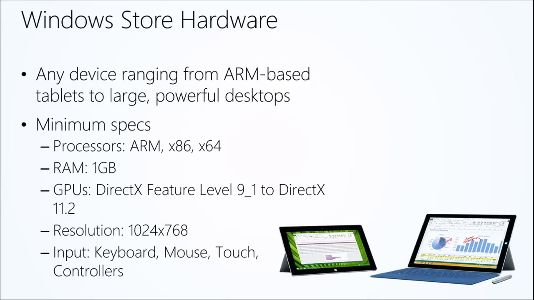So these are some typical minimum specs. We've got ARM, x86, x64 platform processors. 1 gig of RAM is typically the minimum I've seen recently. GPUs: it's important to note some of our ARM-based devices, like the Surface RT, are DirectX feature level 9.1. So there's a lot of missing modern shader support, tessellation, things like that. So you're essentially constrained to shader model 2 at that point, with level 9.1.